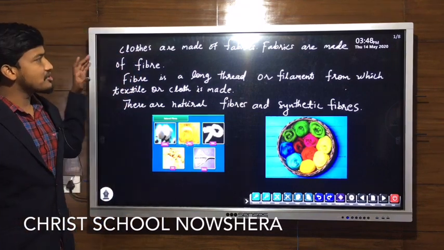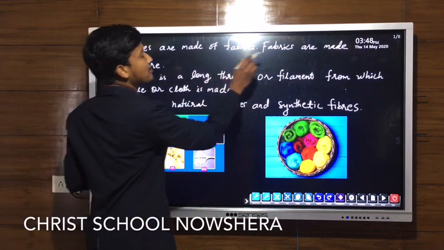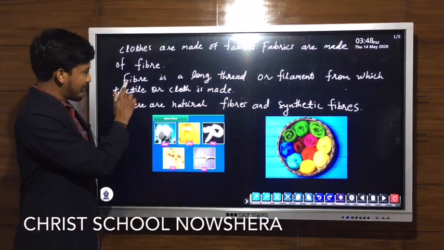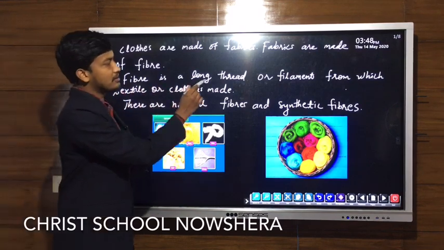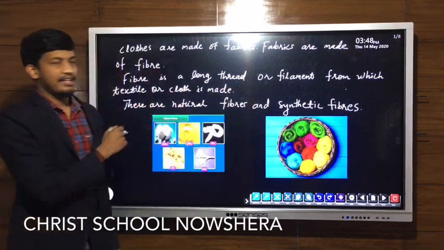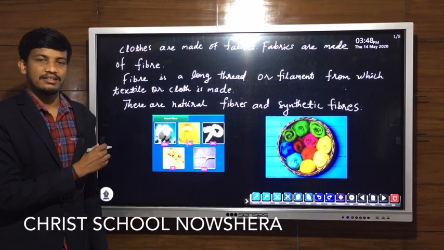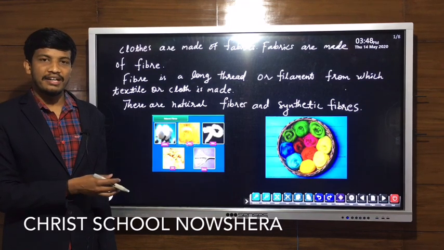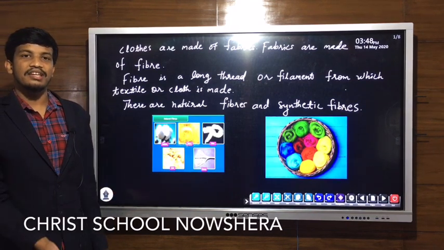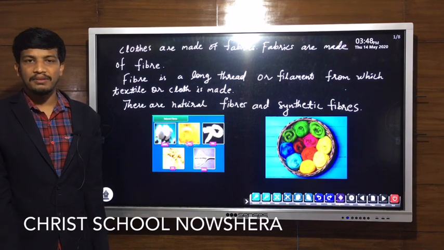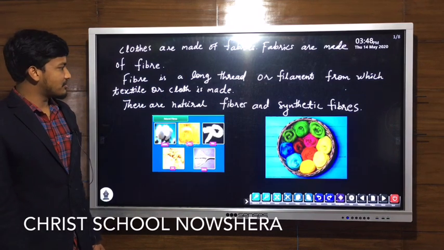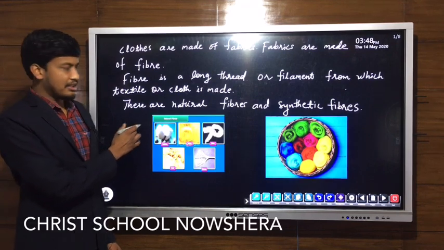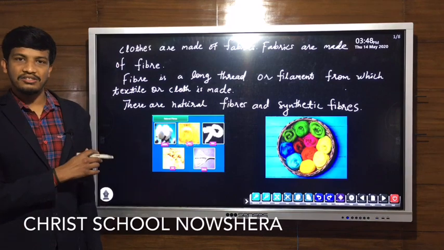So we have seen that clothes, or fabrics, are made of fiber. Then we have learned the definition of fiber: fiber is a long thread or filament from which textile or cloth is made. So the fibers combine together to form yarn. Using yarn we make fabric. From the fabrics we can prepare clothes. Now we have seen that there are two types of fibers, synthetic fibers and natural fibers, based on the origin.